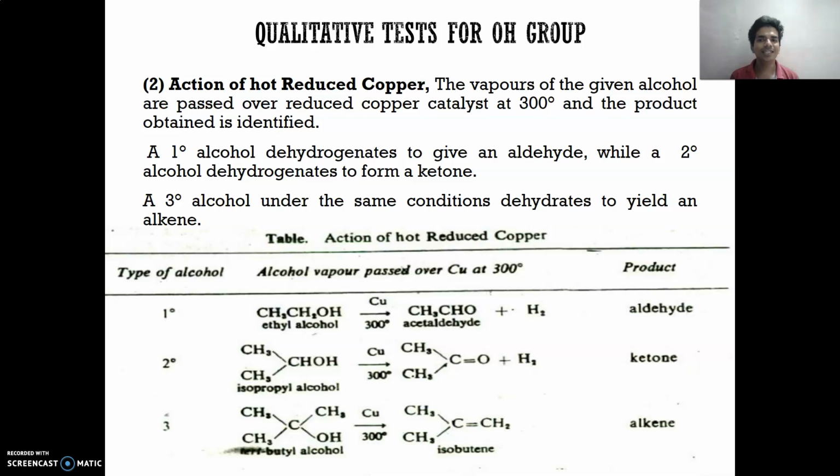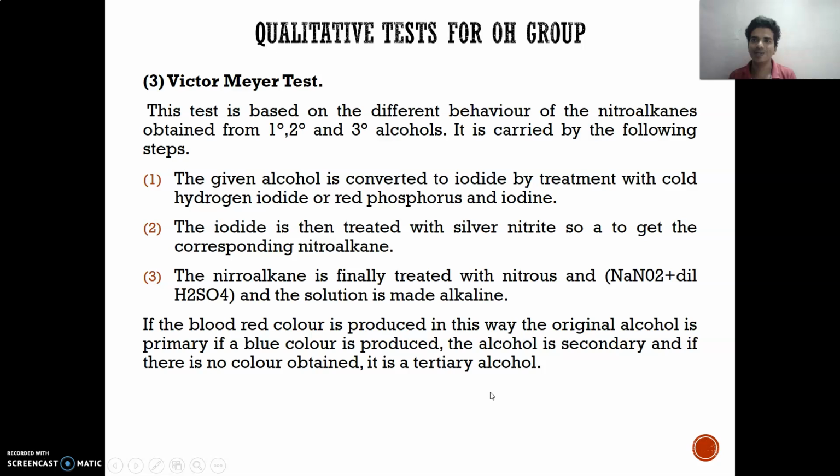We already studied that reaction in the chemical properties, and it is useful for the identification of primary, secondary and tertiary alcohol. In this case, the vapor of the given alcohol is passed through red copper catalyst at 300 degrees Celsius. The product obtained is identified. Primary alcohol undergoes dehydrogenation to give aldehyde, secondary alcohol gives ketone, and tertiary alcohol will give alkene. So this reaction gives an idea about primary, secondary and tertiary alcohol.